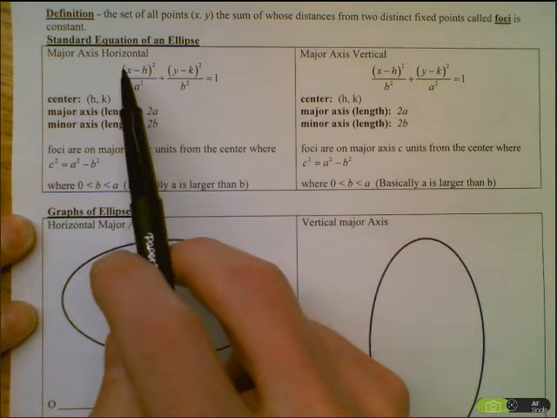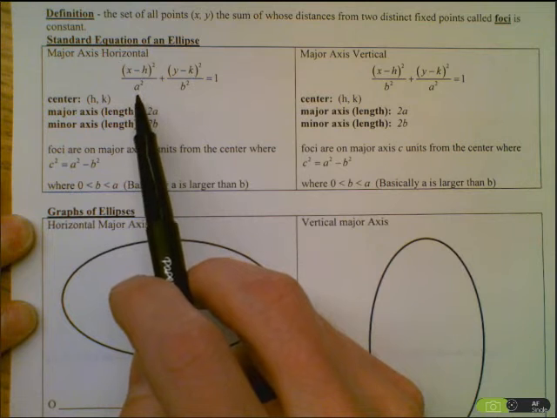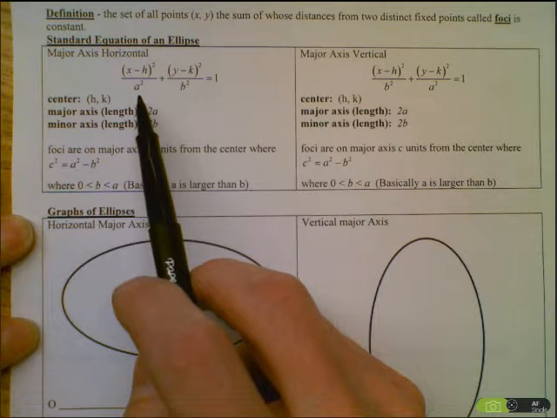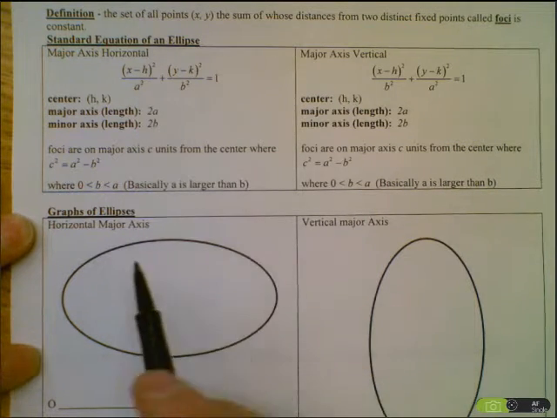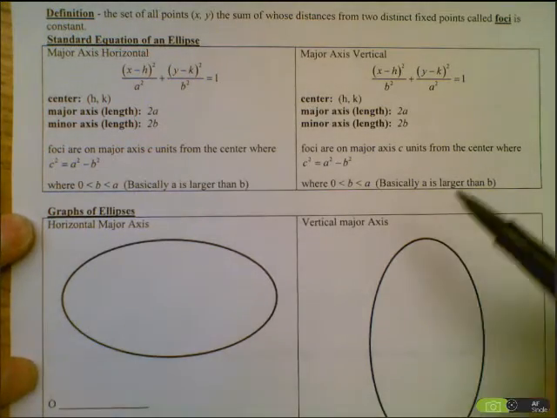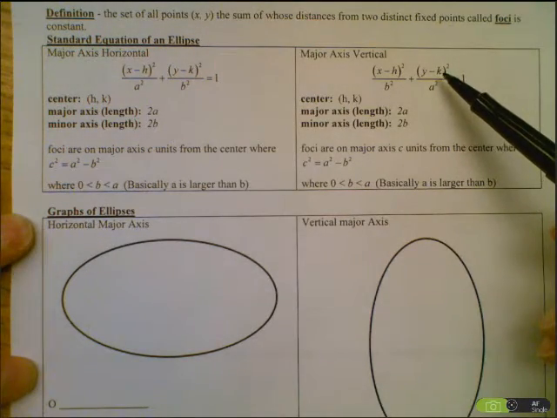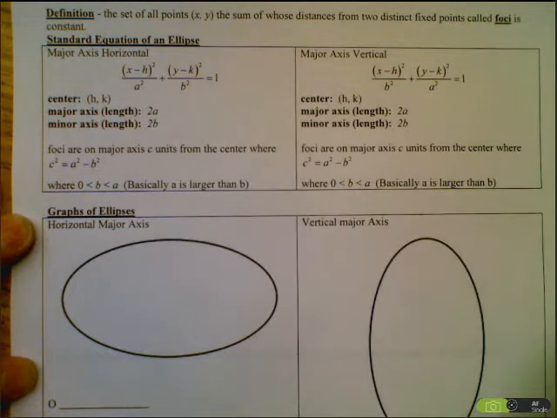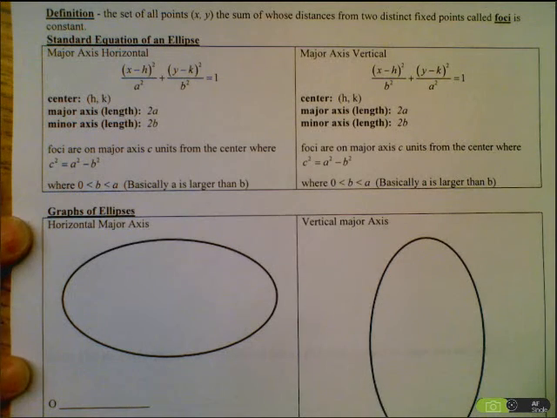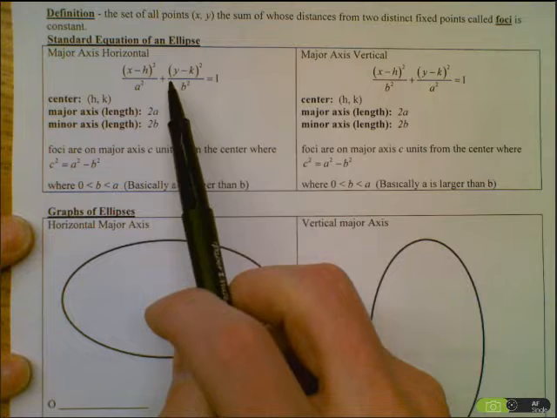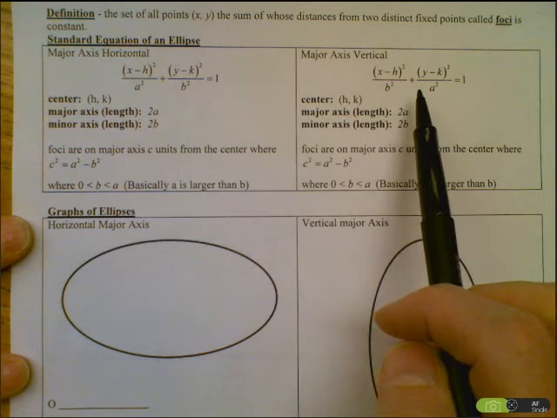Okay, so over here with a major axis horizontal, you notice that the a squared is under the x, and our x goes left and right. And over here our a squared is under the y, and our major axis goes up and down, the same as the y-axis.